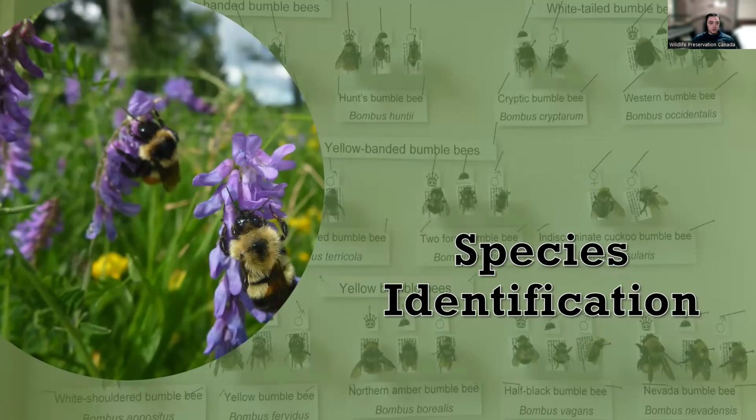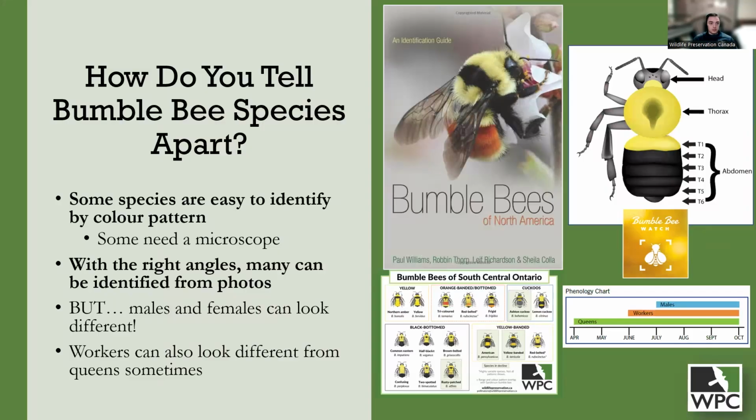Just to preface, I'll be focusing individual species ID on the bees that are found in South Central Ontario. But even if you're not located in the same region, you can still use the same methods of ID to identify species in your area. So, how do we tell bumblebees apart?